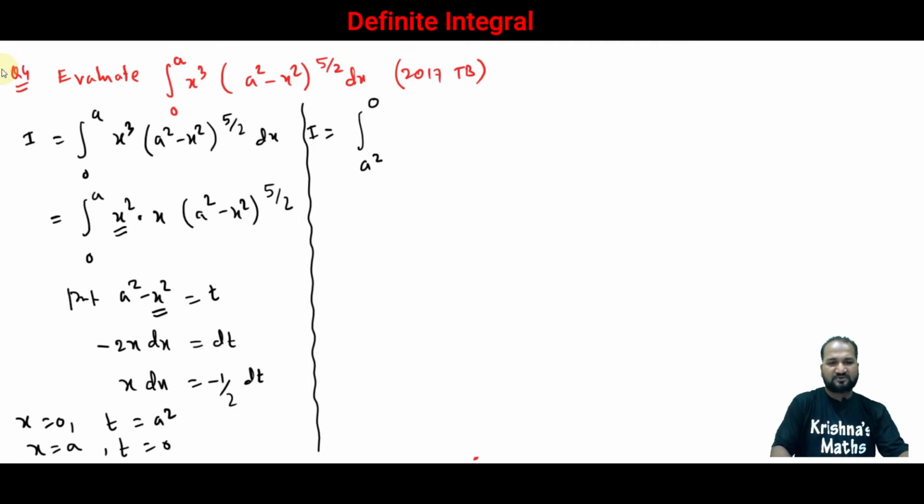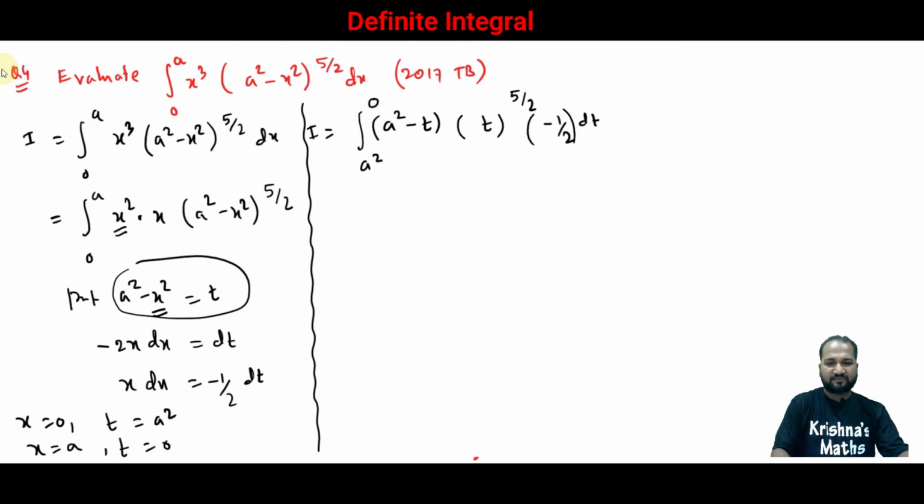What is x square? x square is a square minus t, since a square minus x square is t, and x into dx will be minus 1 by 2 into dt. And a square minus x square is t, and t raised to 5 by 2. Multiply, taking minus 1 by 2 constant outside: minus 1 by 2 integration a square to 0 of a square into t raised to 5 by 2 minus t power 1 into t power 5 by 2, which is t power 7 by 2, into dt.